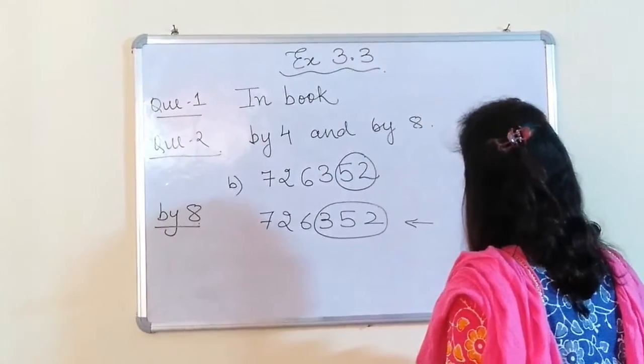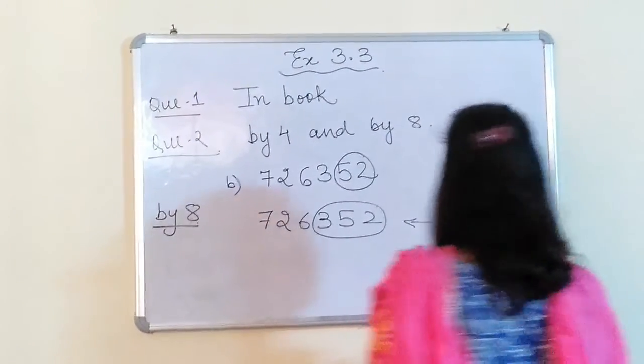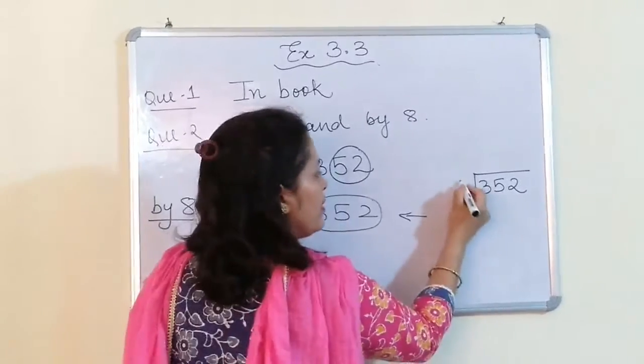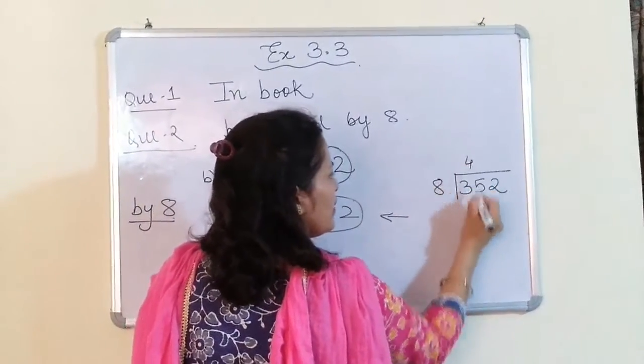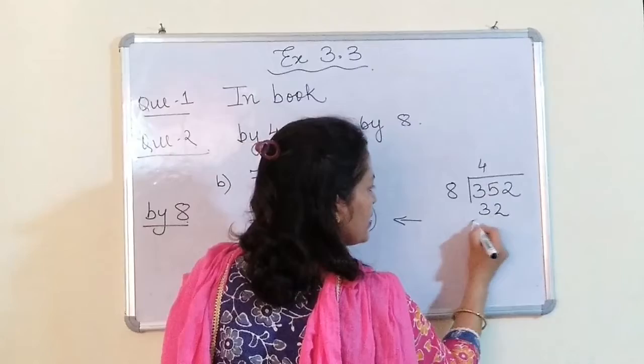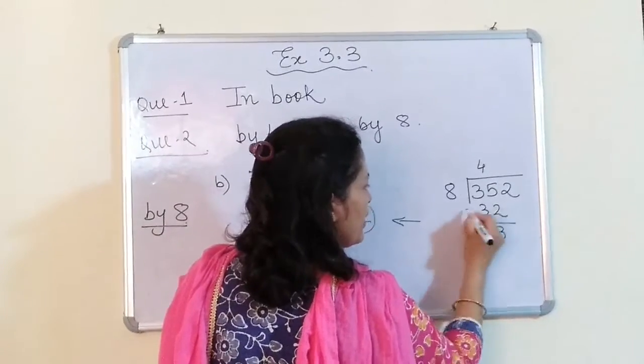The number formed is 352. 352 is the number. How will you check? 8 fours are 32. Remainder is 3.